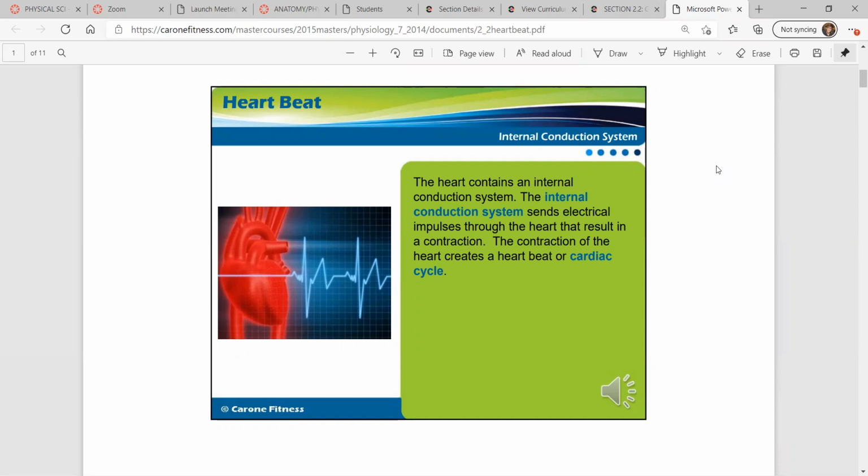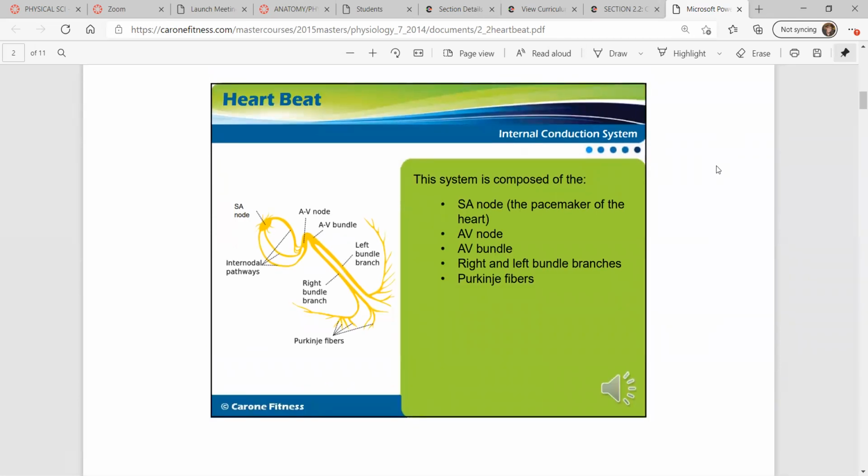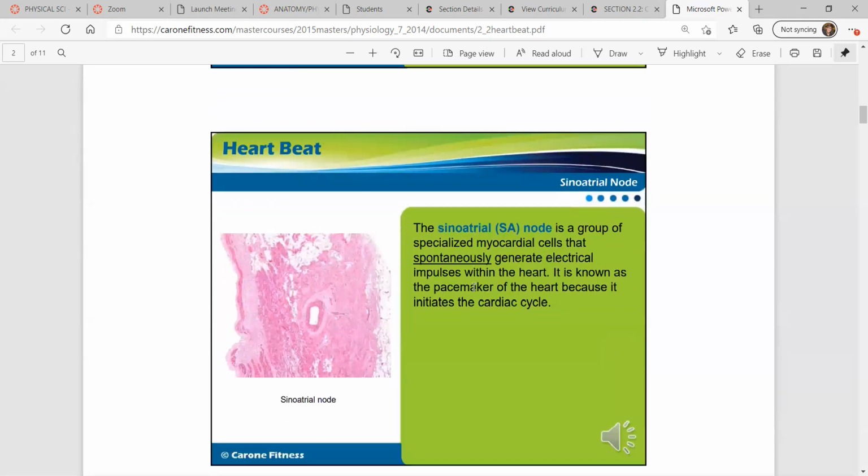And today we're going to look at the heartbeat. The heart contains an internal conduction system, and this internal conduction system sends electrical impulses through the heart, and that results in a contraction of the muscles in the heart. The contraction of the heart creates a heartbeat or cardiac cycle. These are the components of the system, and we'll look at each of those right now.